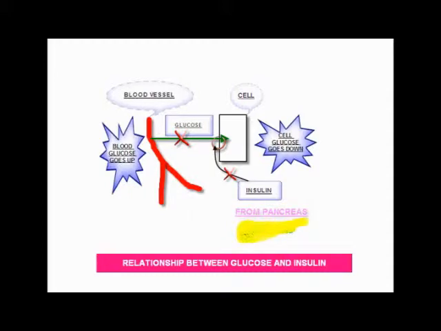So this is a very important diagram. This is a cell, this is a blood vessel, this is the glucose that has to enter the cell. Insulin helps the glucose to enter the cell. Insulin is made in the pancreas. If for any reason the insulin is absent or less than what is required, then the glucose cannot enter the cell, accumulates in blood causing high blood glucose levels, and the levels of glucose are low in the cell and the cell cannot function properly, and these two give rise to various symptoms of diabetes.